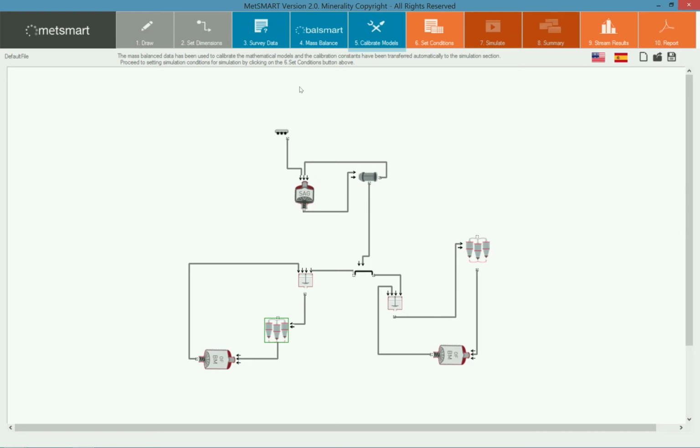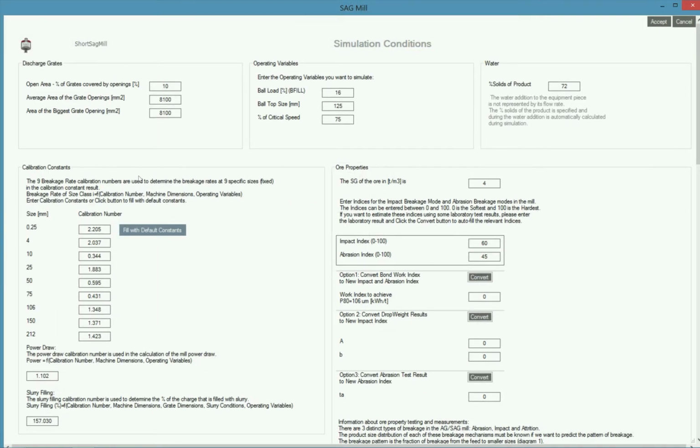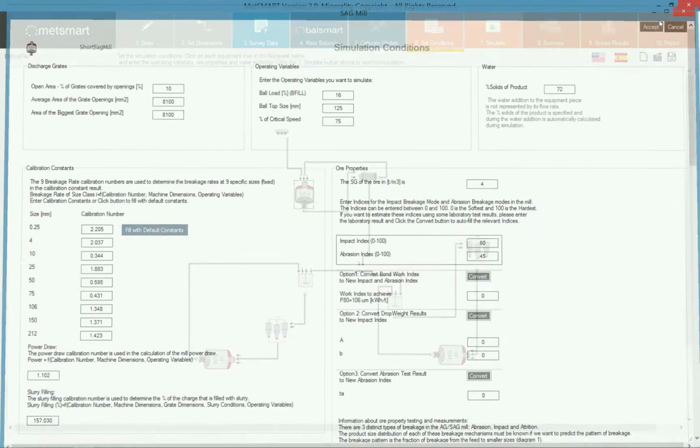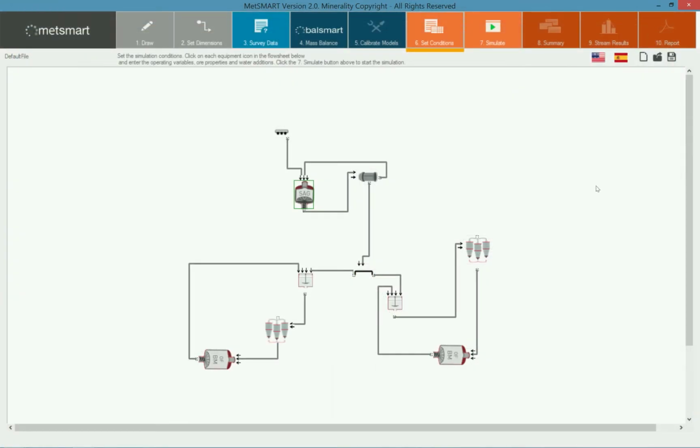When we do a simulation study, we have two options when it comes to the calibration constants. If we've already performed a mass balance and a calibration study, we will automatically have calibration constants in each equipment piece. If you do not have this information, for example, for a greenfield study, you can simply fill these calibration numbers with default constants. These default constants are the average parameters of those equipment pieces in the industry.